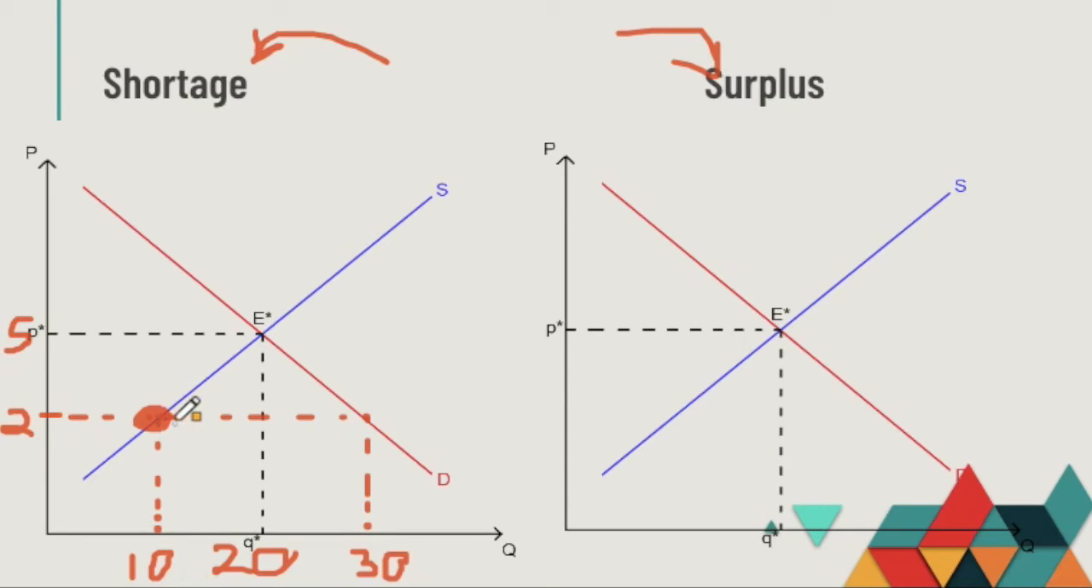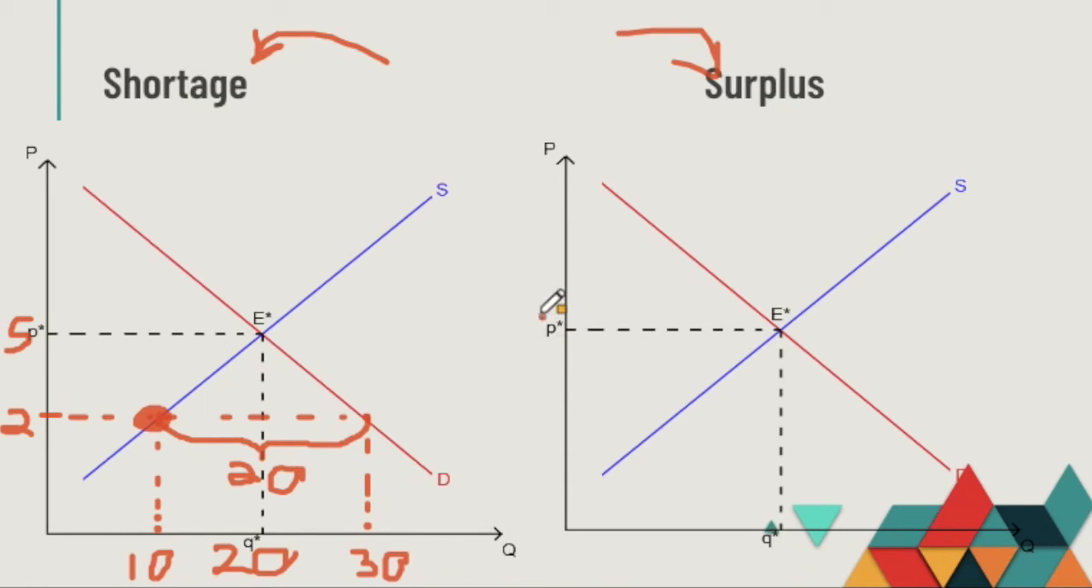That means we have this amount of shortage. In this case, that's 30 minus 10, which is 20. We have a 20 unit shortage. And our shortages are always going to be under the equilibrium.